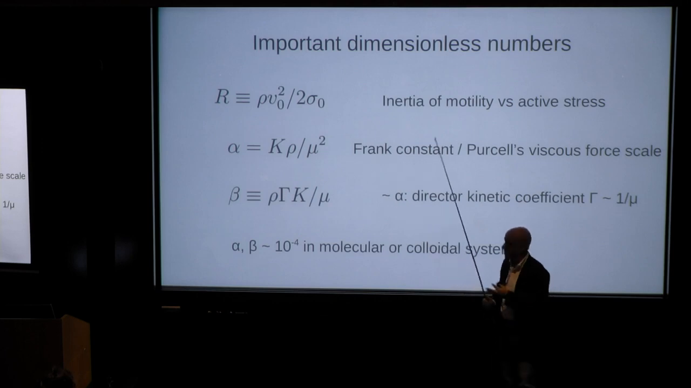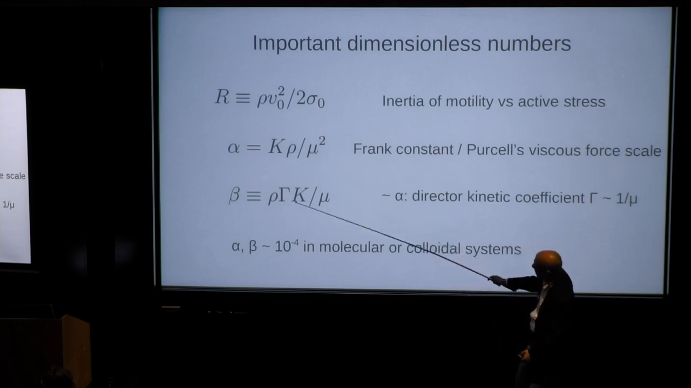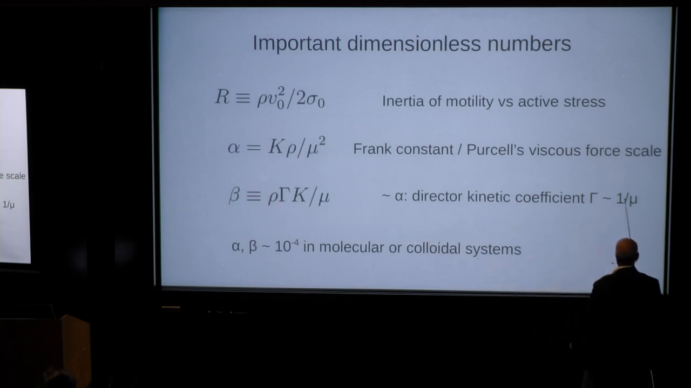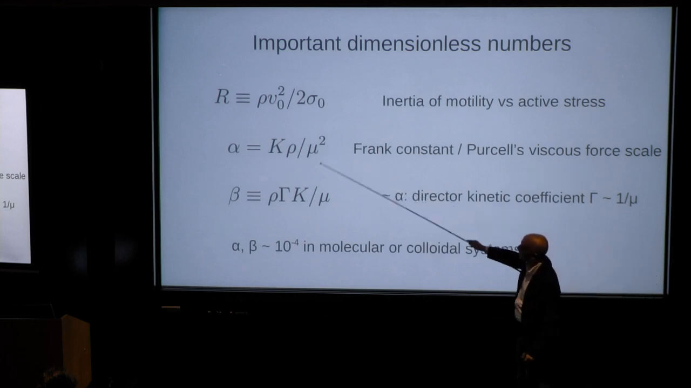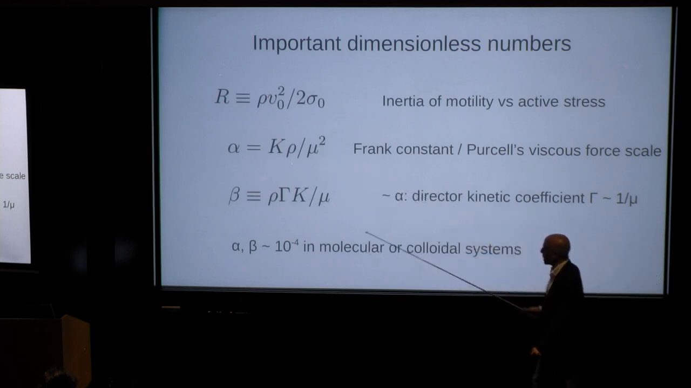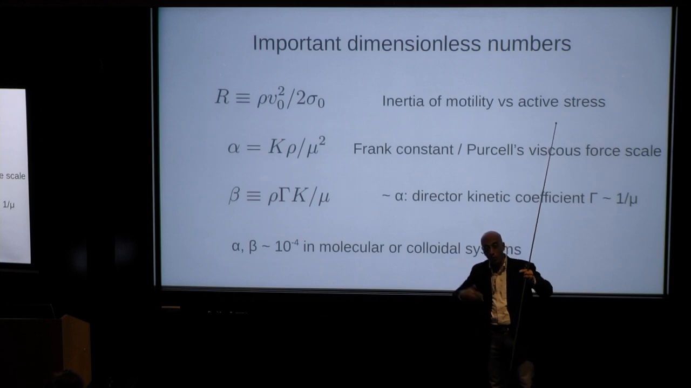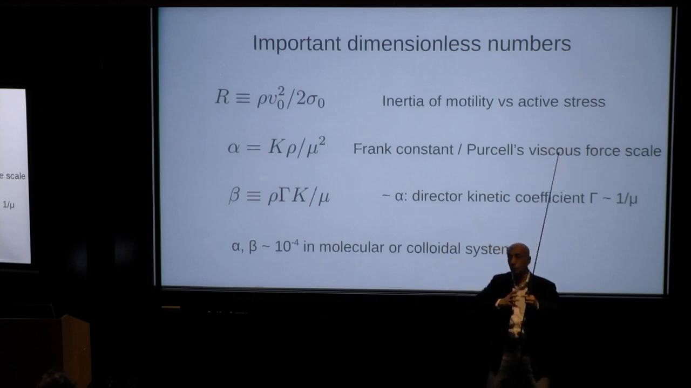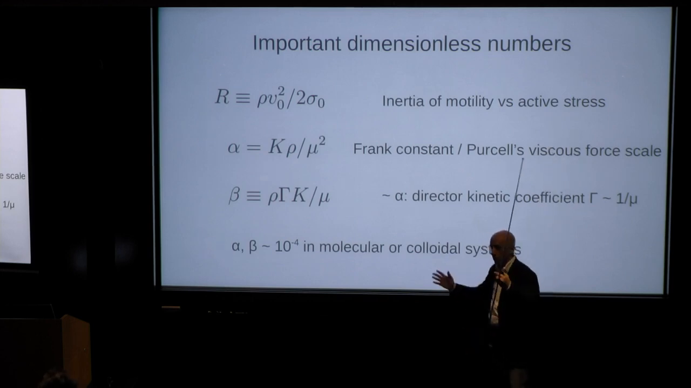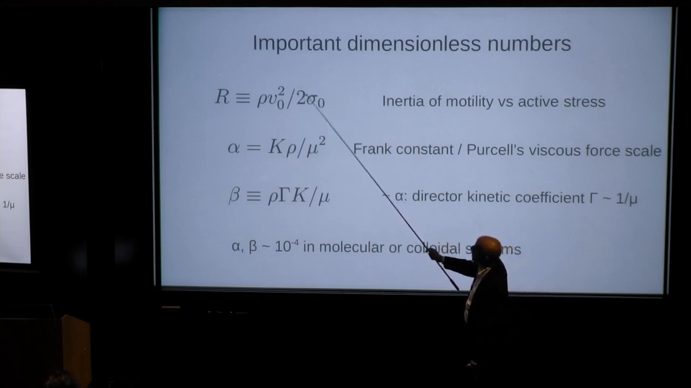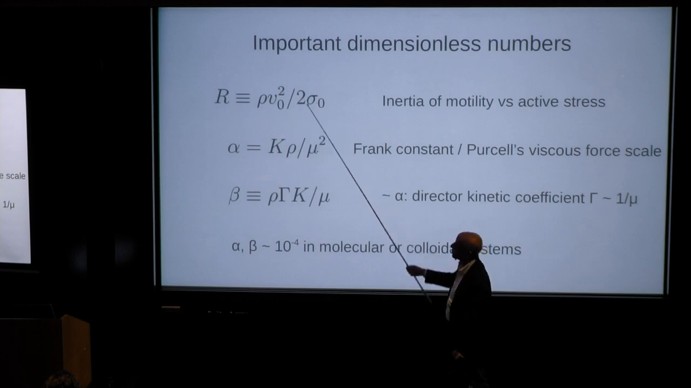Mu squared over rho is that scale. This one, which is essentially the same but has the orientational kinetic coefficient instead, is generally of order 1 over the viscosity. These two numbers in molecular or colloidal liquid crystals are known to be really minute. What that means basically is that if you have a standard orientable suspension, vorticity diffuses way faster than orientation. Familiar.